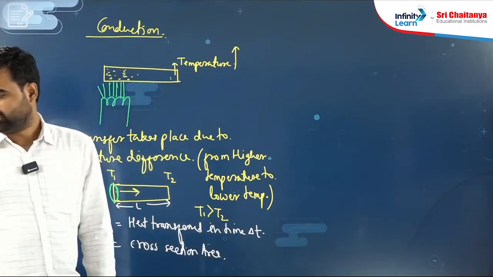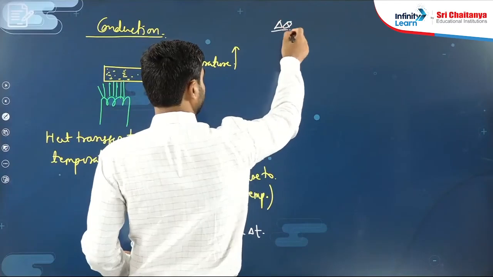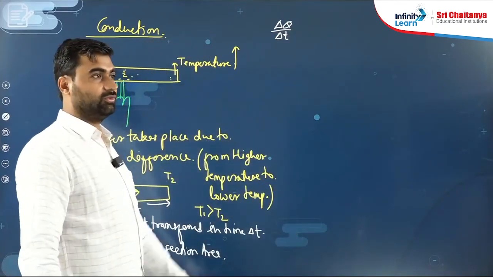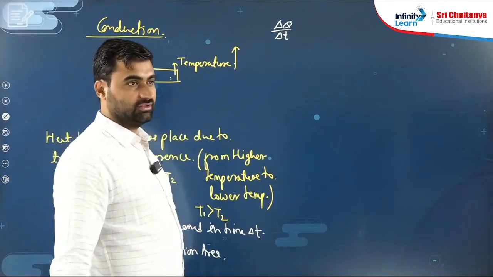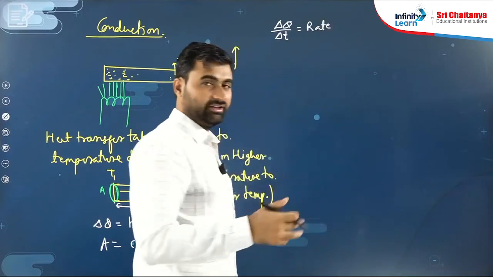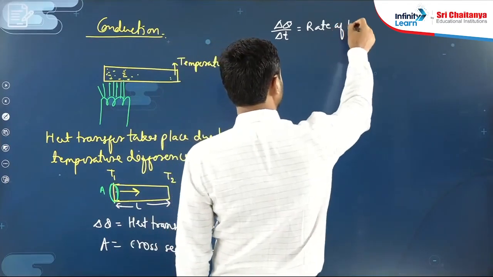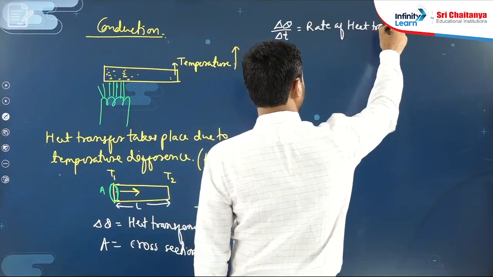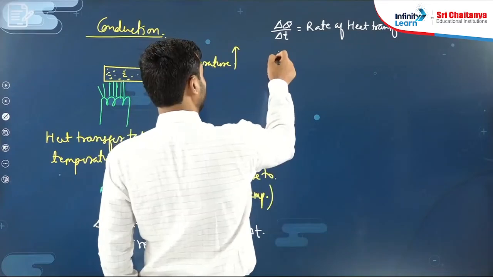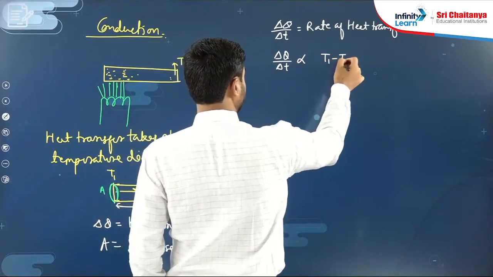Okay. So actually here this delta Q heat transfer takes place in how much time? Delta t. So this is what rate of heat transfer. This is what rate. If you compare any quantity with respect to time, then it becomes rate. So rate of heat transfer. Okay. So this rate of heat transfer is proportional to temperature difference.